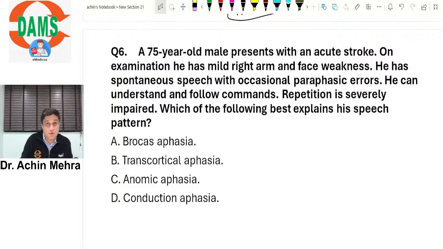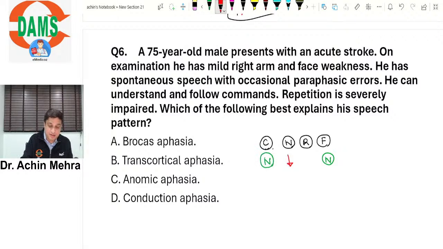A 75-year-old male with an acute stroke, on examination, has mild right arm and face weakness. He has spontaneous speech with occasional paraphasic errors. That somewhere reflects your naming problem, right? So in my patient, the naming, the repetition, the fluency and comprehension I need to see. He has spontaneous speech, his fluency is intact, correct. With occasional paraphasic errors, that means naming is not gone, it's impaired. He can understand and follow commands, so comprehension is intact. And his repetition is severely gone.